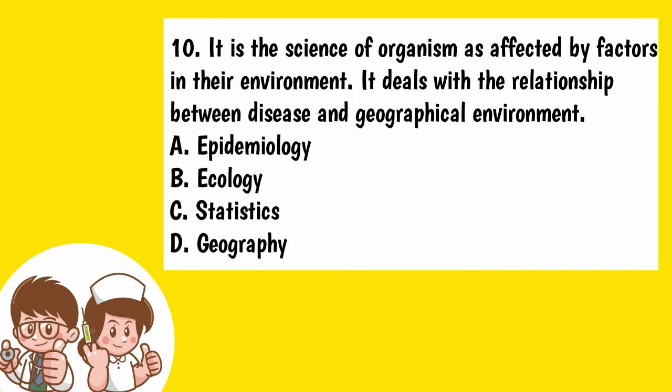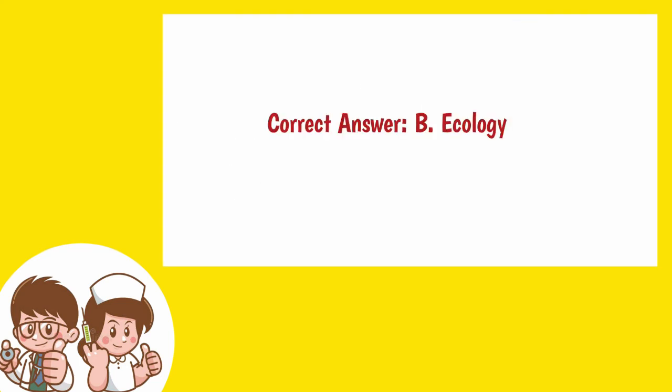10. It is the science of how organisms are affected by factors in their environment. It deals with the relationship between disease and geographical environment. A. Epidemiology. B. Ecology. C. Statistics. D. Geography. Correct answer: B. Ecology.